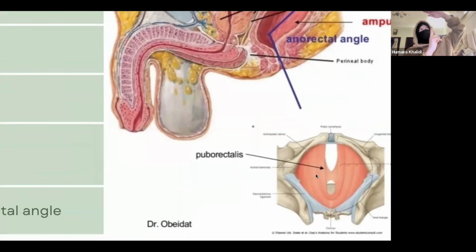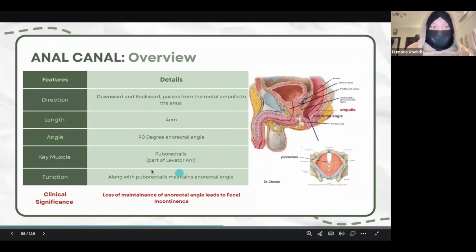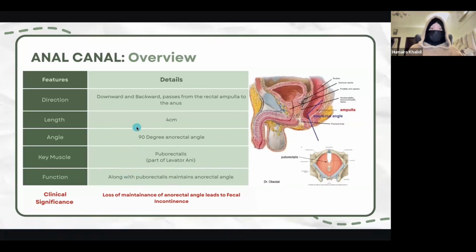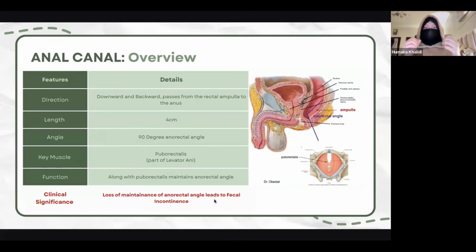So like this, we're looking from the bottom up. The puborectalis is also part of the levator ani, and the function of the anal canal, along with the puborectalis, is to maintain the anorectal angle. Why do we need to maintain the anorectal angle? Because loss of maintenance of the anorectal angle leads to fecal incontinence. What do you mean by fecal incontinence? Fecal incontinence is basically when you're gonna pass stool faster. Remember how Leen said that if you have a straight rectum, let's say you don't have the valves of Houston, I believe that was what it was.